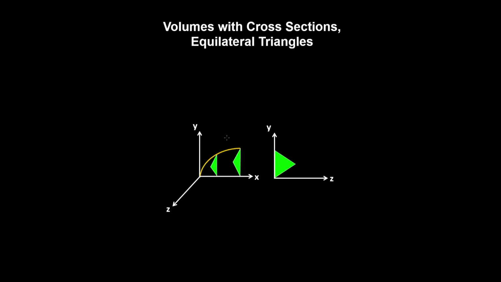We can also find the volume of a solid with equilateral triangle cross sections using definite integrals. So if this curve is defined by f of x, then the length of this triangle is y. And because it's an equilateral triangle, all of the edges have the same length. And now we can find the area of this triangle using either trigonometry or Pythagoras' theorem.